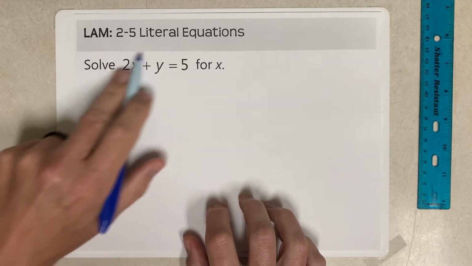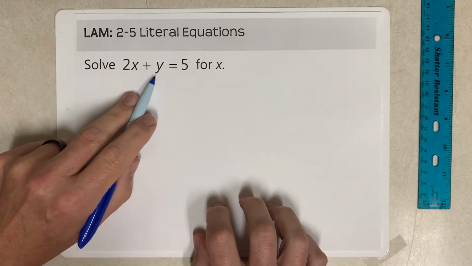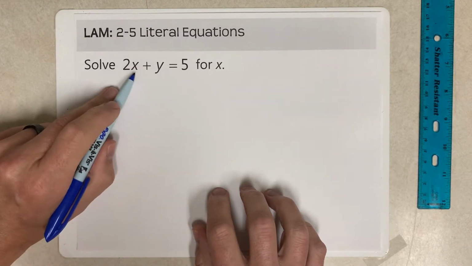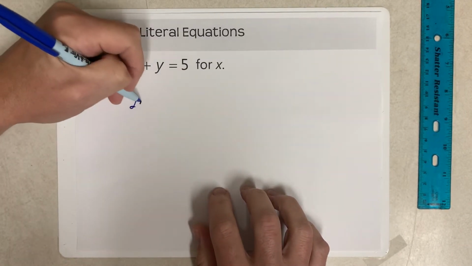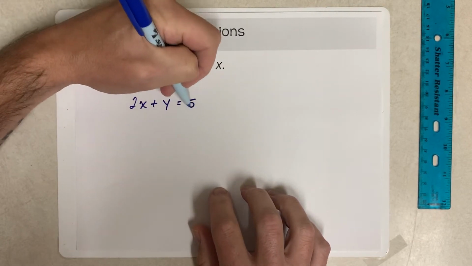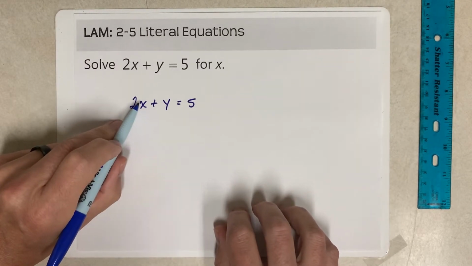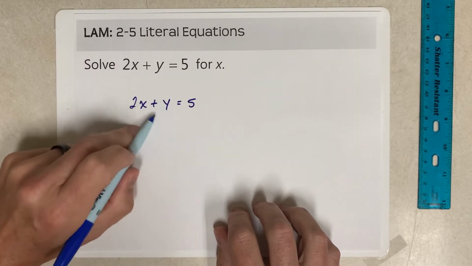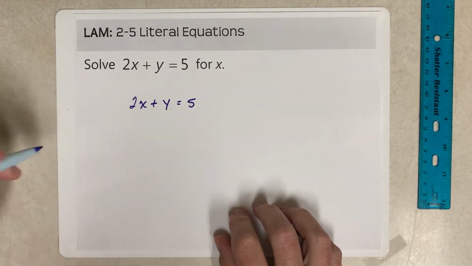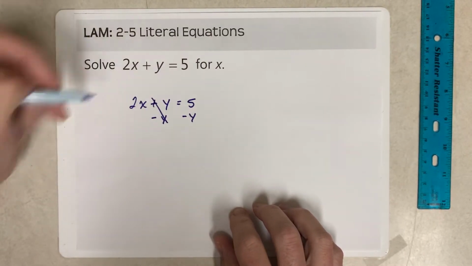In all these problems, I'll be telling you which variable I want to solve for, which I want to get by itself. So this one says solve for x. So I want to get that x by itself. I'm going to start out with 2x plus y equals 5. If I want to get x by itself, I have to get rid of the constant first. Well, this constant isn't really a constant anymore, it's a variable. I still need to get rid of it though. So I don't want to divide by 2. I'm going to subtract y on both sides, like that.